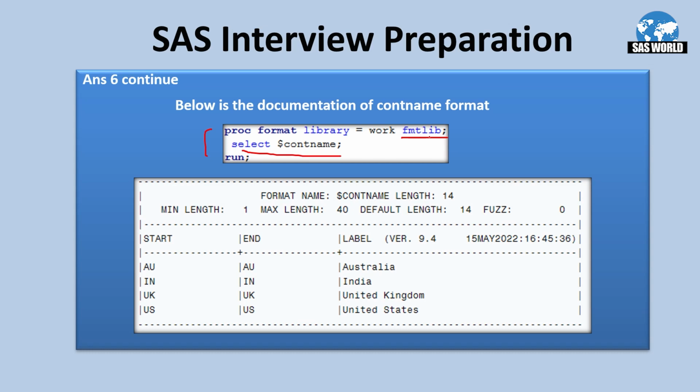Okay, so FMTLIB is used to show all the formats present in the work library. And here we are selecting, with the select statement, only one format. So it will display this. So here you can see start and end.